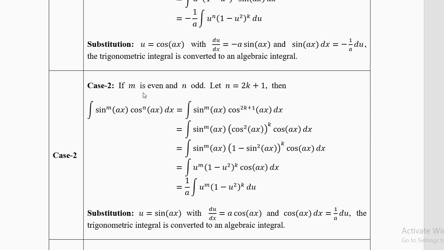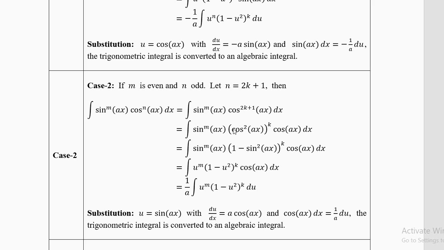Now if m is even and n is odd, again we do a similar substitution. We write sine power m ax. We do not do anything to it. We just open the odd part, cos power 2k plus 1 ax, because any odd number can be written as n equal to 2k plus 1, where n is odd.